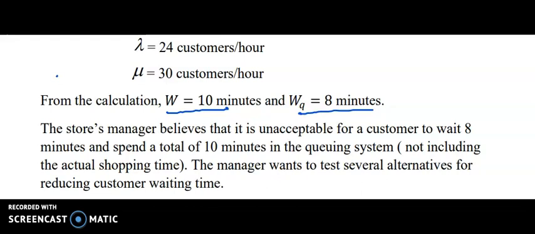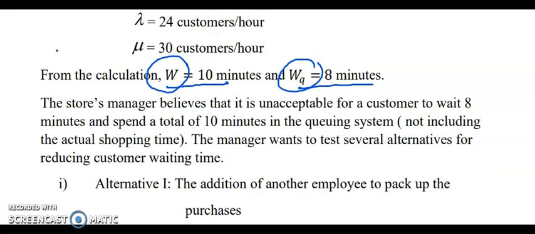Now W here is the average waiting time in the system, and WQ here is the average waiting time in the queue. The store's manager believes that it is unacceptable for a customer to wait 8 minutes and spend a total of 10 minutes in the queuing system. These 8 minutes and 10 minutes do not include the actual shopping time. So now the manager wants to test several alternatives to reduce the customer waiting time.